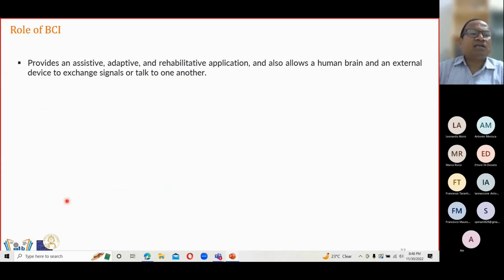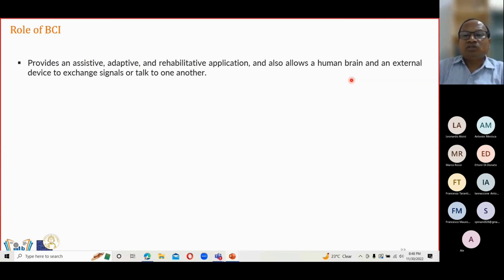So what is the role of BCI? We are talking about an overview of BCI, the importance of BCI, and how it impacts society and healthcare. So what role does it play? It provides assistive, adaptive, and rehabilitative applications. One is assistive: it assists patients in healthcare who have some disabilities. When we say assistive, adaptive, and rehabilitative, we will include examples with results and suitable algorithms for each category in lectures to come.